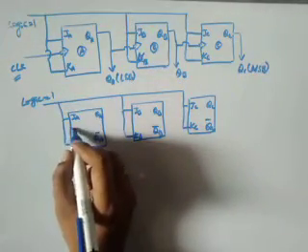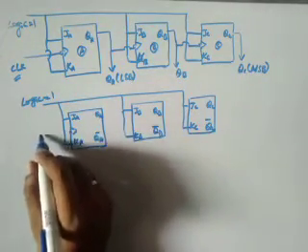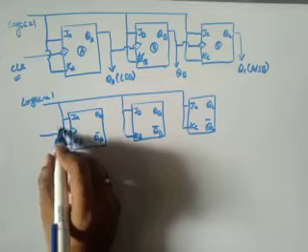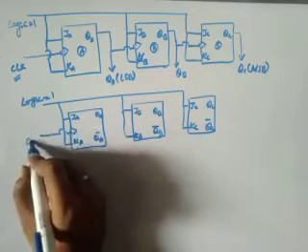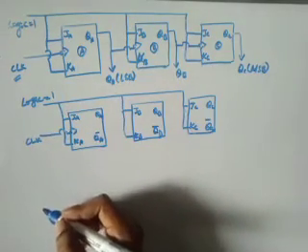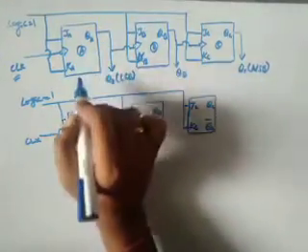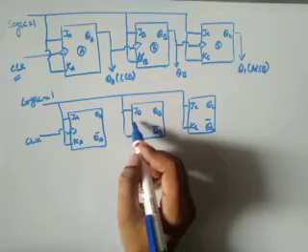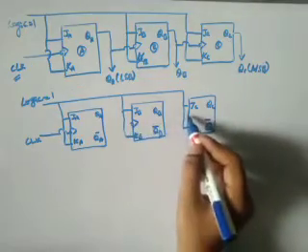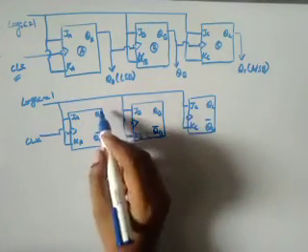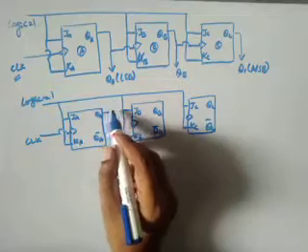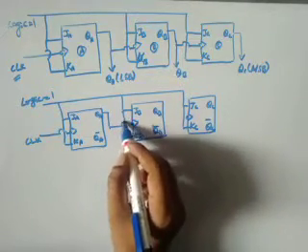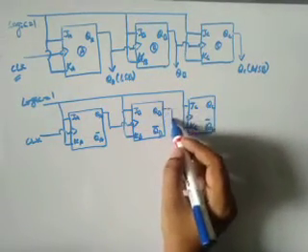Next, this is a negative edge trigger. For the first clock pulse we will give a negative edge triggering. Previously what we have done is that QA is given as the input, so QB is given as the clock.